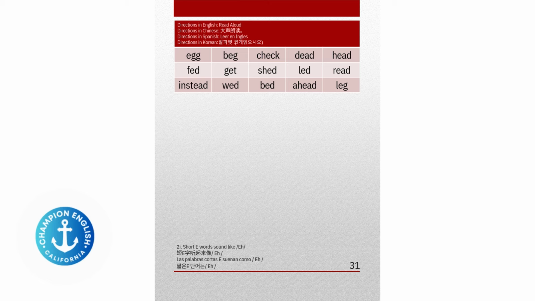Sh and ed, shed. L and ed, led. R and ed, red. I and in, instead. W and ed, wed. B and ed, bed. Ahead. L and egg, leg. Now, students, by yourself or with a partner, go ahead and sound out each word.